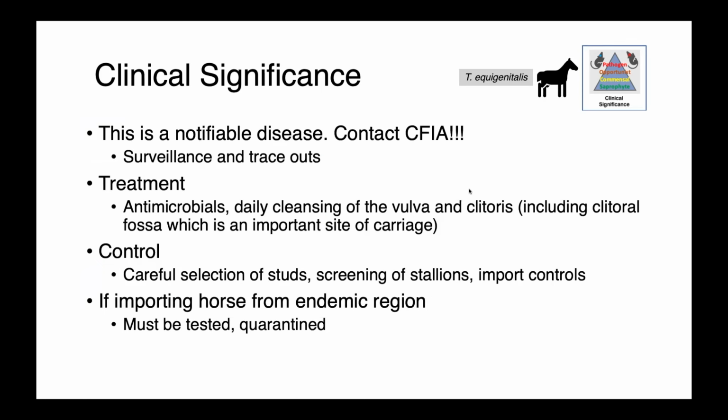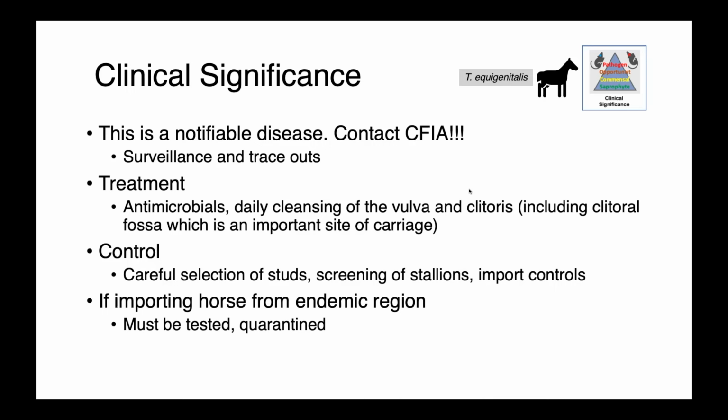In Canada, this is a notifiable disease. So you need to contact the Canadian Food Inspection Agency. They conduct surveillance and will do trace outs to determine other animals who are potentially exposed or infected. Treatment relies on antimicrobials, as well as topical cleansing of the vulva and clitoris, including the clitoral fossa, which in females is an important site of carriage.